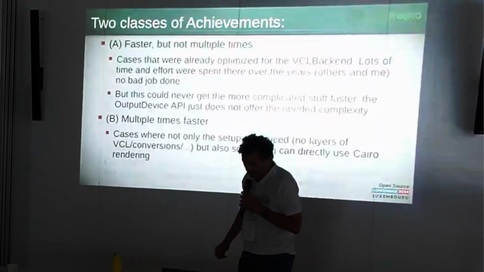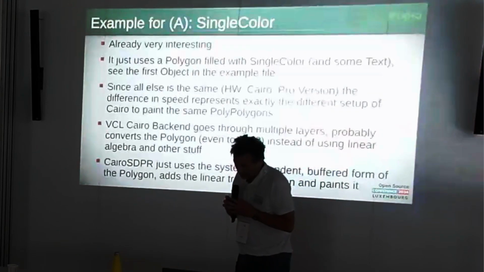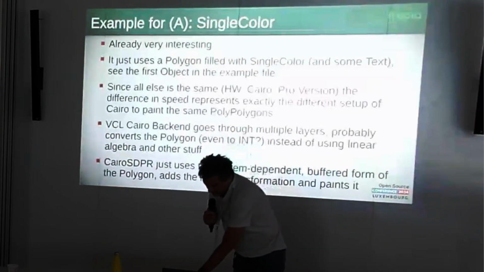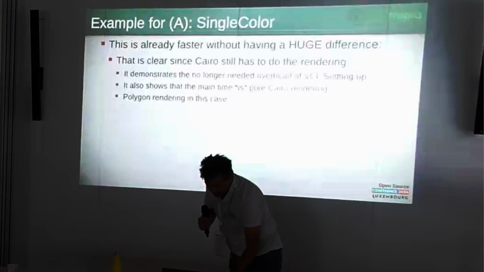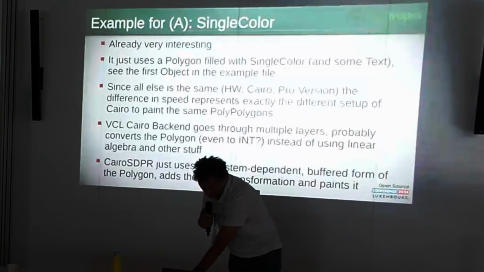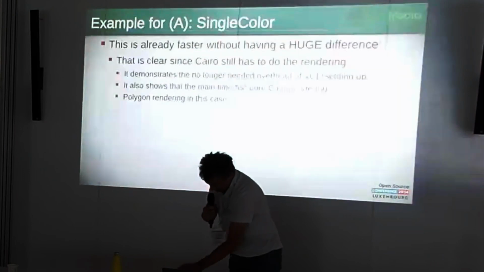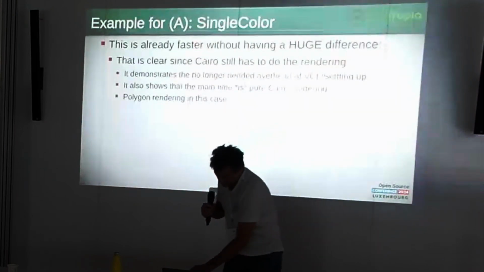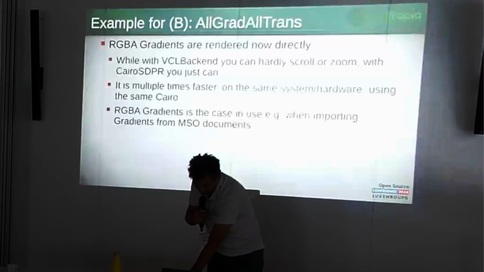So you've seen this is multiple times faster. And as I said, oops, it's now automatically running. So you have seen the single color, which is already very interesting. And you have seen the RGBR gradient direct rendering with the CairoSDPR, same system, same hardware.